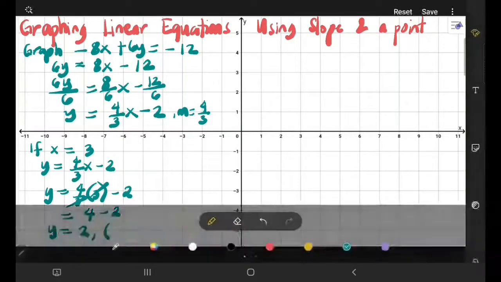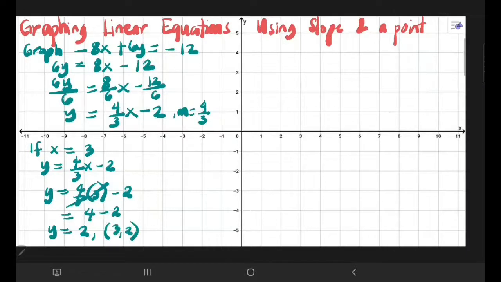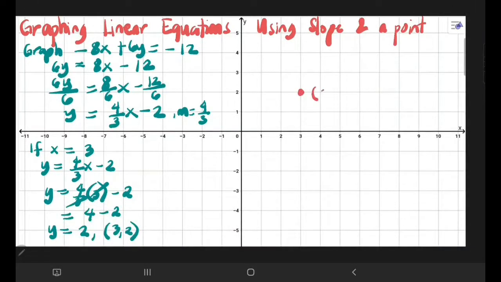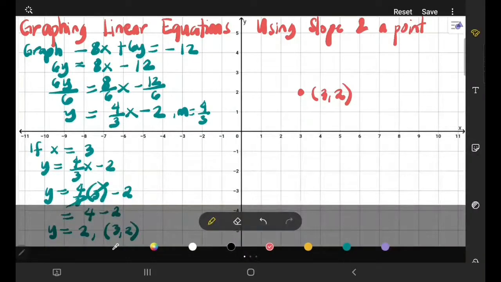So you have an ordered pair 3, 2. Okay, let's start at 3, 2. So 3, 2, that is in the first quadrant. And then from your point, you execute your slope 4/3. Since 4 is positive, we go upwards. So this is 1, 2, 3, 4.